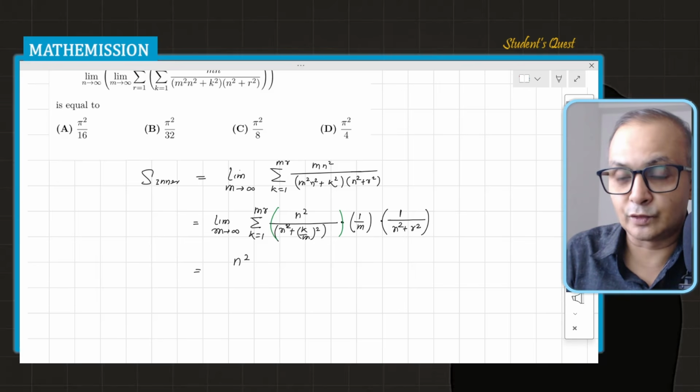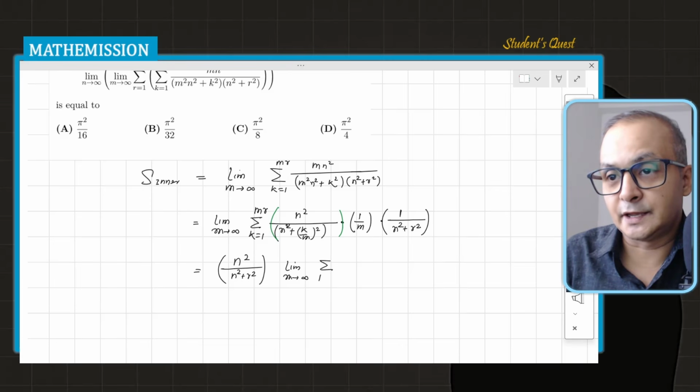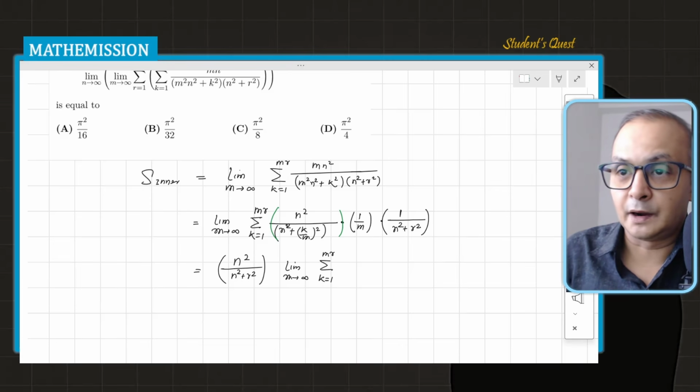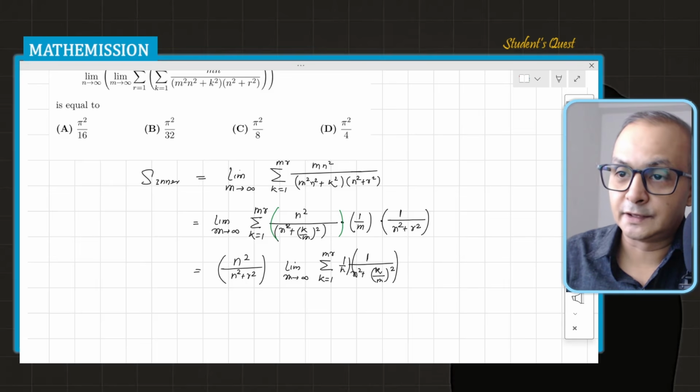So I'm taking n squared divided by n squared plus r square, and we are left with limit m approaches infinity, summation k goes from 1 to mr, and this is going to be 1 by n squared, and this is k by m the whole square, and into 1 by m. You see this 1 by m in the front here, so I have written it in the last, but it doesn't matter, or let me write it just to tally with the same thing.